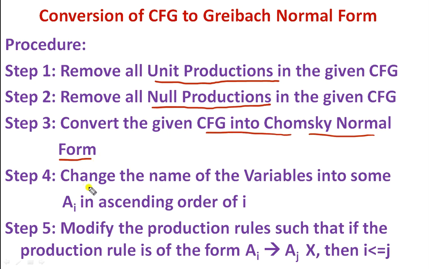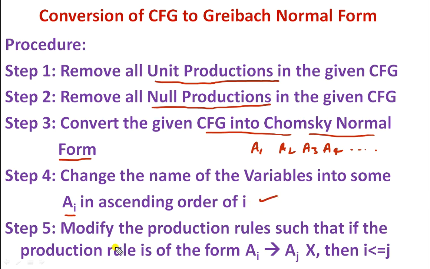Coming to step number 4, change the name of the variables into some Ai in ascending order of i. What does it mean? For example, assume that in the given production there are 4 variables available, then all of the 4 variables must be changed as A1, A2, A3, A4, something like that. So the order must be from top to bottom and left to right. That is step number 4.